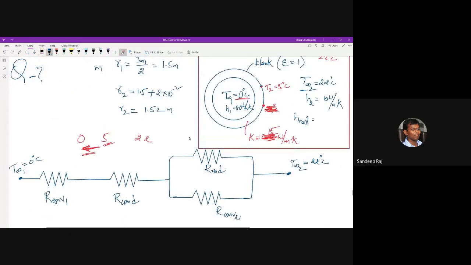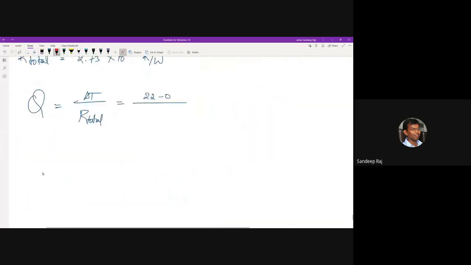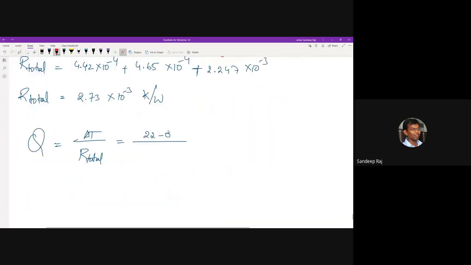Heat flows from high temperature region to the low temperature region, that is in this direction. The 22 is high temperature and 0 is low temperature. So I have to take this minus this if I have to get the positive value in that direction. So 22 minus 0, and the R total is 2.732 into 10 to the power of minus 3. Now somebody tell me what is the value of this Q.